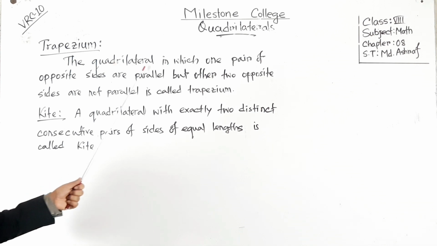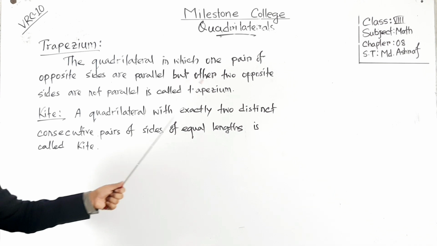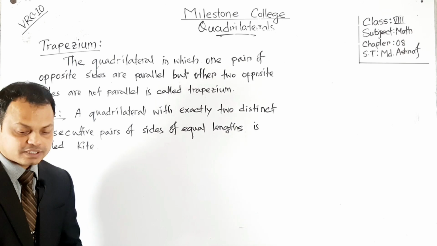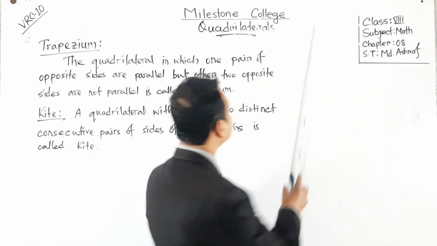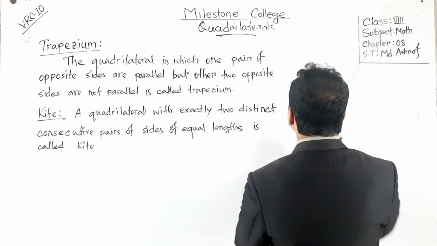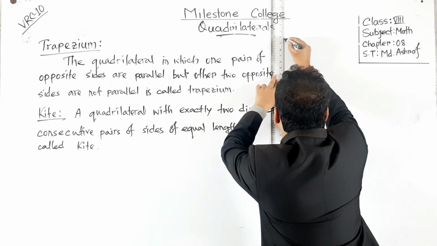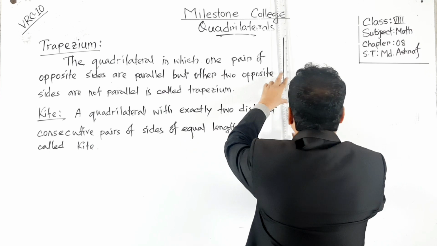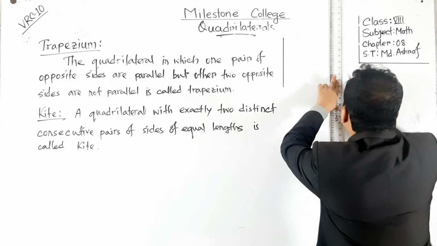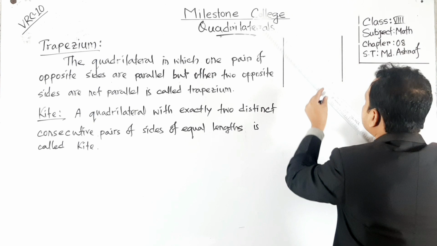Trapezium. The quadrilateral in which one pair of opposite sides is parallel but the other two opposite sides are not parallel is called a trapezium. So what have you got? See in the figure. So this is the line segment. Suppose it's 10 centimeter and this one is 8 centimeter. Join these two parts.